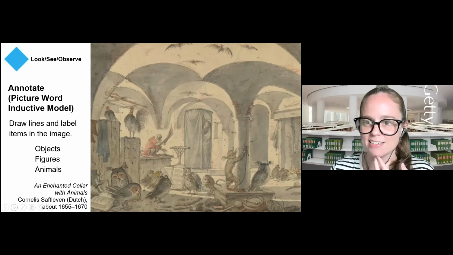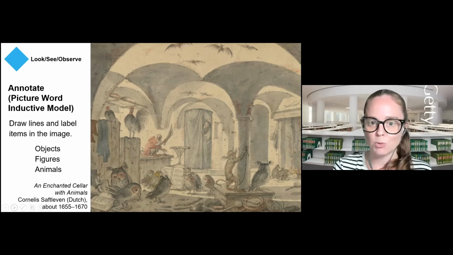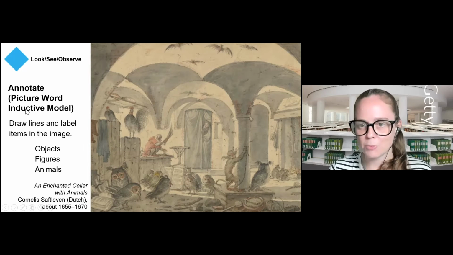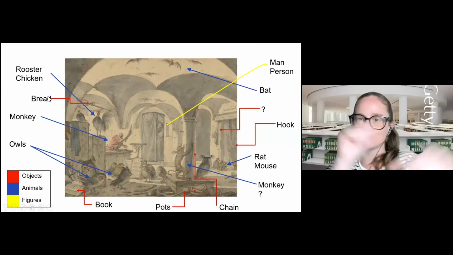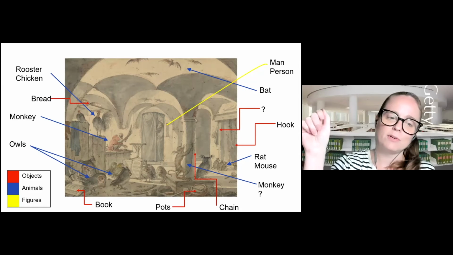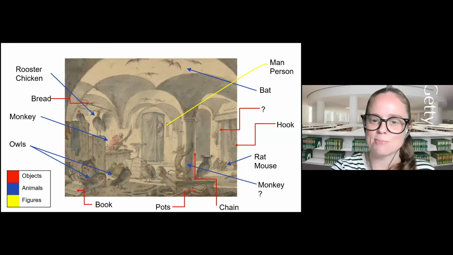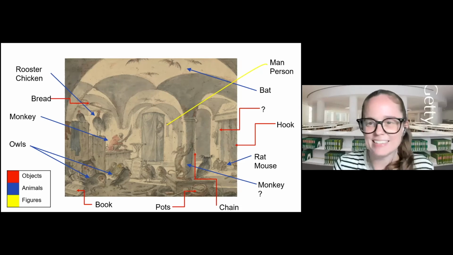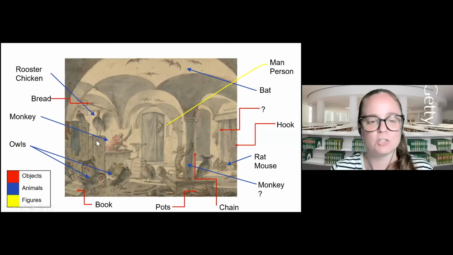So for annotate, you could draw lines and label items in the image like objects, figures, and animals. This might look familiar as a picture word inductive model. So you could color code the different types of objects and make an exhaustive list, separating them by objects, animals, and figures. And then maybe there's some discussion: I see this monkey in the front with the column. Is he a person? Is it a monkey? Is it an animal? So you could just make an exhaustive list for the inventory part of reading this image.